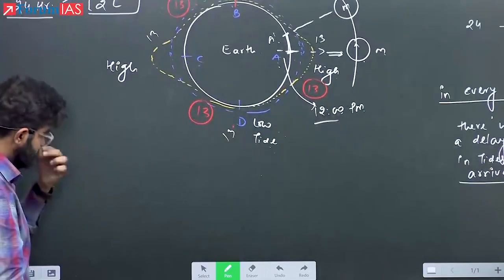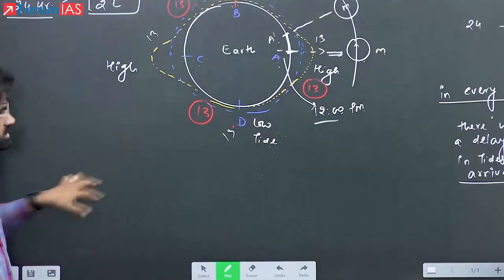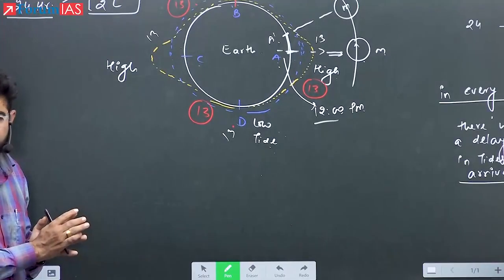Now see here, now I am including the sun also. Yes, this is in general why the tides will occur.